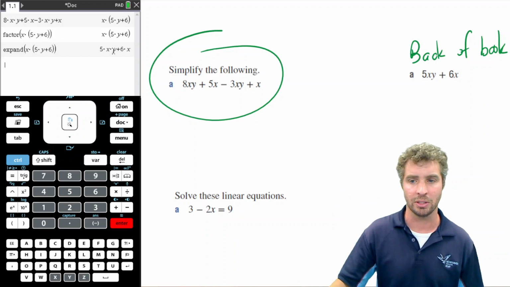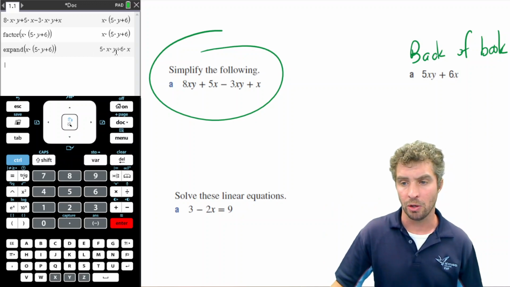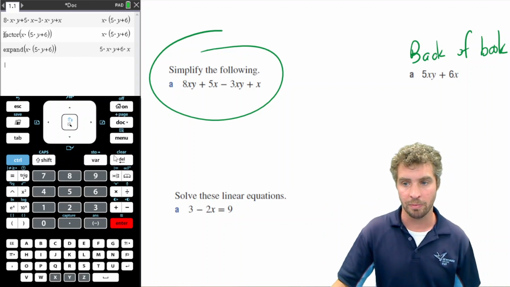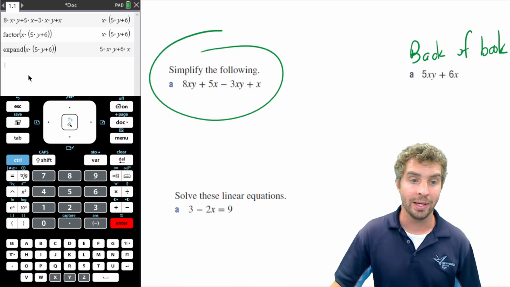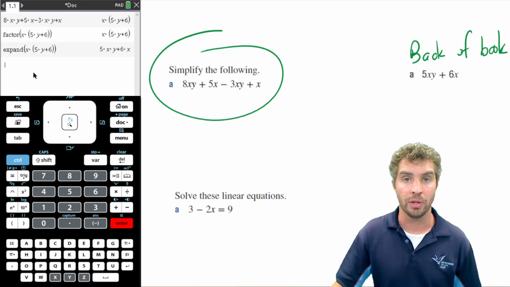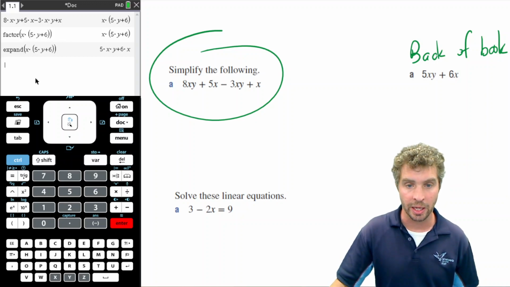The calculator just likes those extra times symbols. So it's got those in there, but it does match what's in the back of the book. Another way to test whether the answer on your calculator is the same as what's in the back of the book is we can take what's in the back of the book.